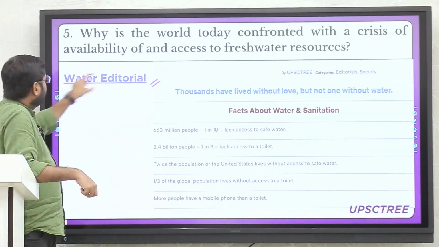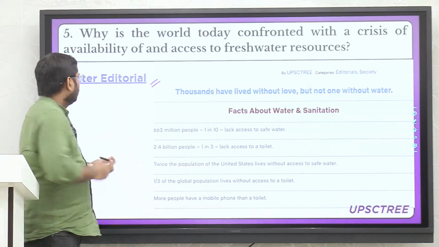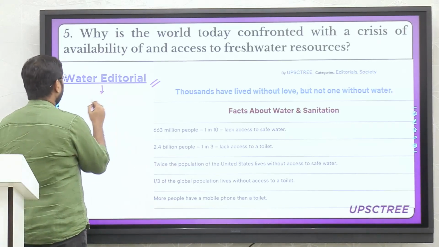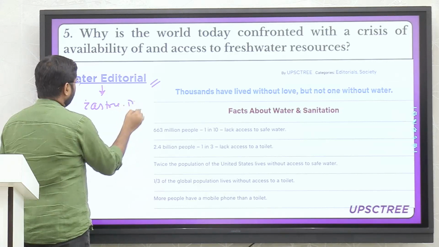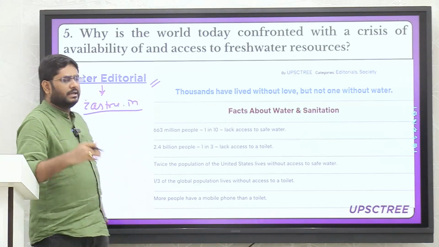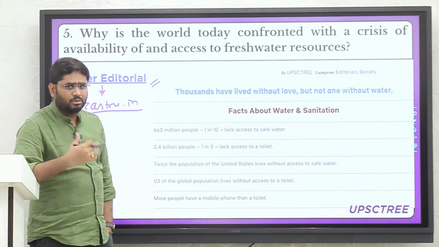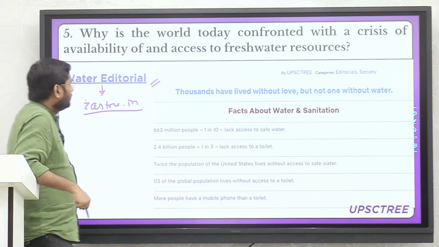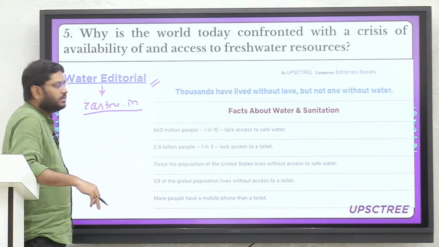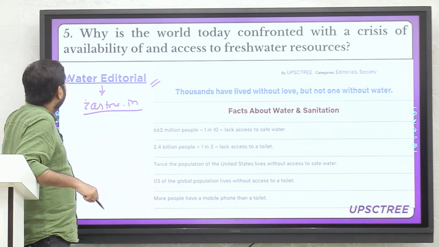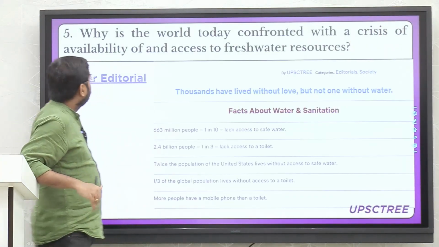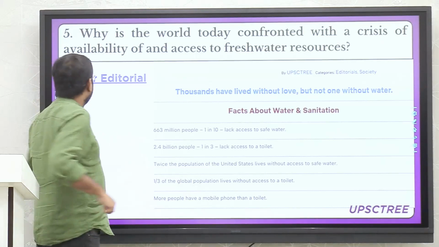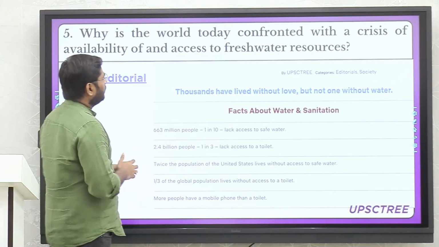Apart from that, there is a water editorial का है पूरा. This water के ऊपर जो editorial है, it is in istreet.in करके है. वहाँ पे है पूरा editorial. I think it is very in depth, covering the whole world, so you can use that to answer this question. This is a pretty doable question as well. Okay. Why is the world today confronted with a crisis of availability and accessibility of fresh water resources?